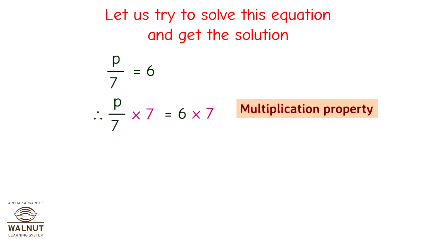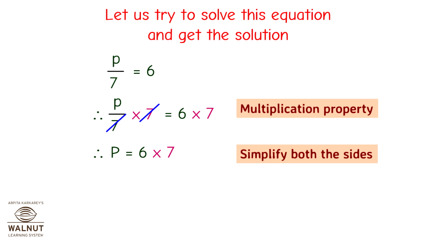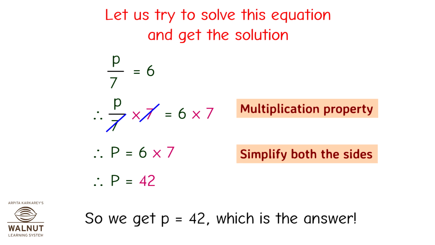Let's simplify both sides of the equation. We cancel out 7 from numerator and denominator both. So we have just P on the LHS. Therefore, P is equal to 6 multiplied by 7. And what about the RHS? The RHS is 6 multiplied by 7, which is 42. Therefore, P is equal to 42. So we get P is equal to 42, which is the answer.